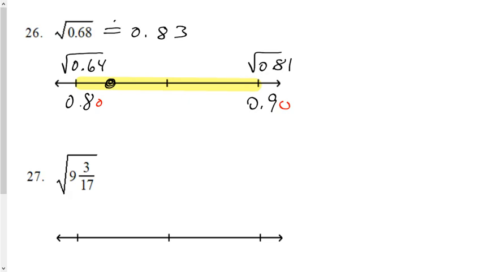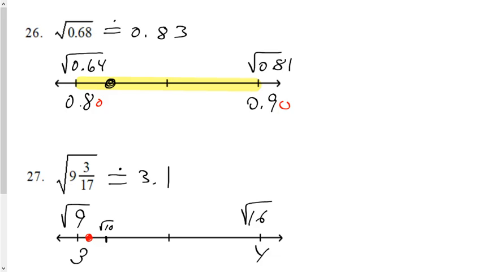Really what I wanted you to think of was this. The square root of 9 is 3. The square root of 16 is 4. The square root of 9 and 3/17, since the square root of 10, square root of 11, square root of 12, etc., this would probably be roughly the square root of 10, maybe a little bit closer, I don't know. The square root of 9 and 3/17 is right there, right? It's between the square root of 9 and the square root of 10. That's what I wanted you to think about. So therefore, a good estimation would be 3.1 or 3.05. I actually don't even know what it was, but I was hoping you'd put down 3.1.